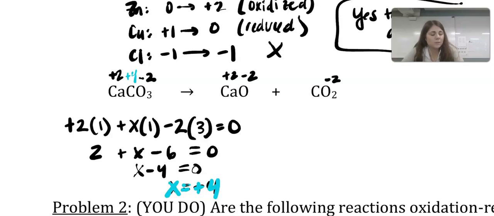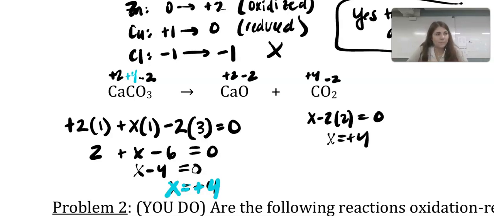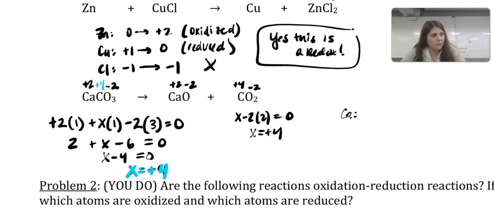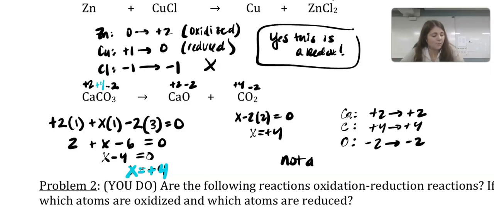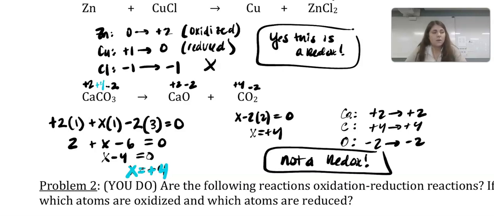Okay, next looking at the other examples, the products here: calcium is +2, oxide's -2, and then here oxygen's -2, and essentially that carbon's going to be +4 again, and that's because I have x minus 2 times 2 equals 0, again because of that subscript and the oxidation number for oxygen's -2. I still get +4. So right now, looking at calcium, carbon, and oxygen, calcium goes +2 to +2, carbon goes +4 to +4, oxygen goes -2 to -2. So here, this is not a redox because none of the elements have changed oxidation numbers from the reactant side to the product side.